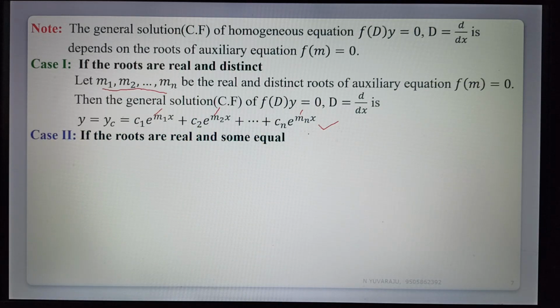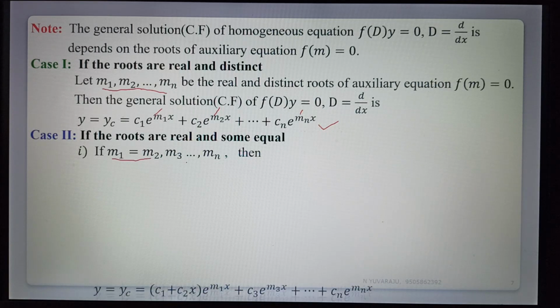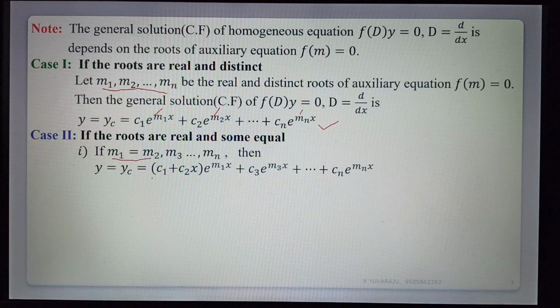Similarly, case 2: if the roots are real and some are equal. Some equal roots means maybe 2 roots are equal, 3 roots are equal, or all roots are equal. There are special cases. First, the first two roots are equal, m1 = m2, and the remaining are distinct. The solution is y = yc = (c1 + c2 x) e^(m1 x) plus the remaining distinct terms, using case 1.